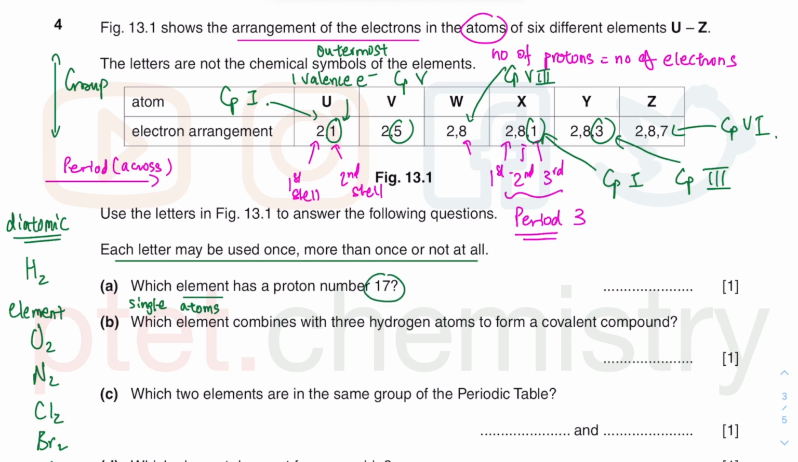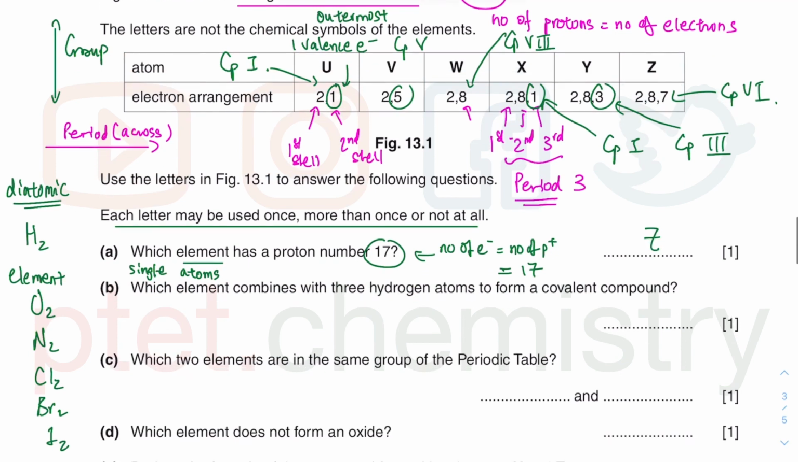Proton number 17 means the number of electrons equals the number of protons, which is 17. So which one adds up to a total of 17 electrons? 2 plus 1 is 3 electrons, not 17. Go on and on. And you can see 2 plus 8 is 10, 10 plus 7 is 17. So we're looking at Z, which is element number 17, proton number 17, total electron number 17, because for single atoms, the number of protons equals the number of electrons.